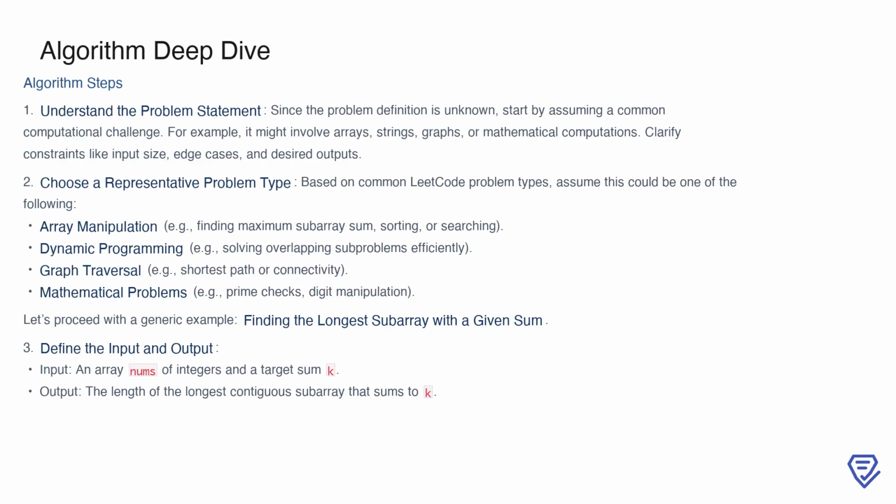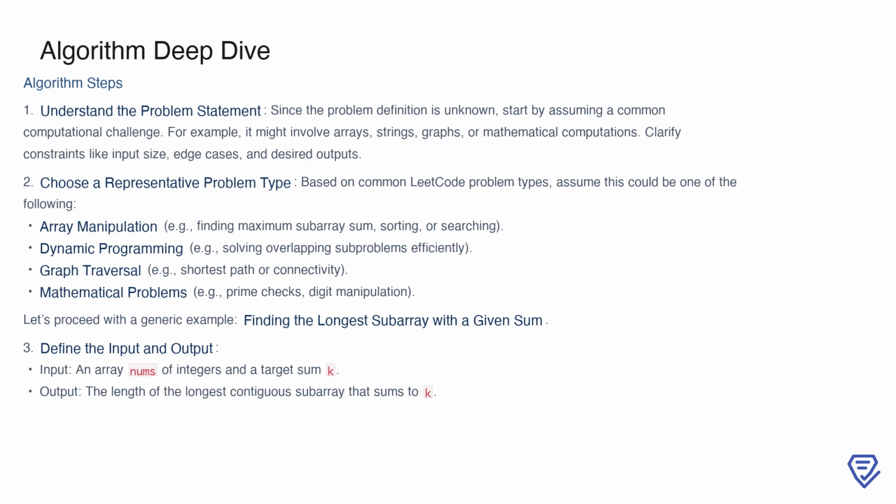To tackle this problem, the first step is to understand the problem statement, even if the exact details are not provided. Let's consider a common computational challenge such as dealing with arrays, strings, graphs, or mathematical computations. Key factors to clarify include the input size, edge cases, and the desired output. Once the problem type is identified, whether it's array manipulation, dynamic programming, graph traversal, or a mathematical problem, we can focus on a representative example. For this discussion, we'll consider the task of finding the longest subarray with a given sum.